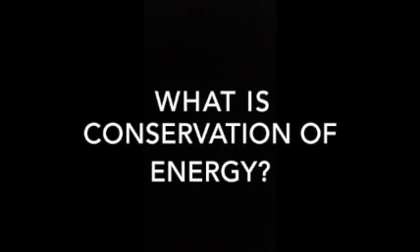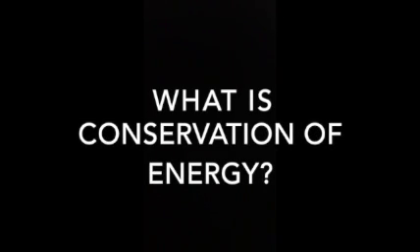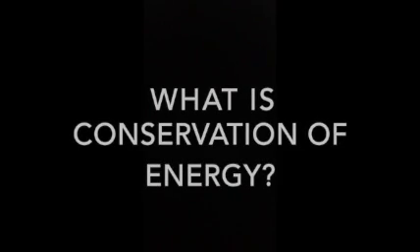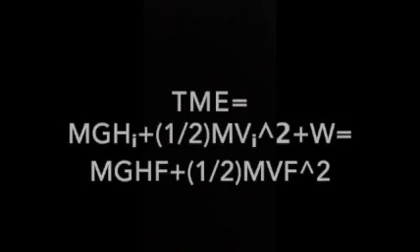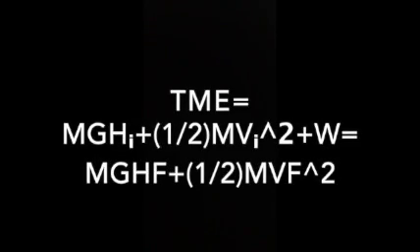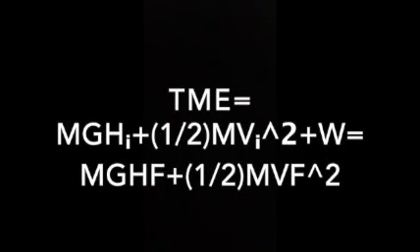Conservation of energy means that energy cannot be created or destroyed. It is conserved between objects when there is an energy transfer. This is determined by the total mechanical energy, which is the kinetic energy plus the potential energy before the transfer, plus the work that either of the objects do, which is equal to the total mechanical energy after the transfer.